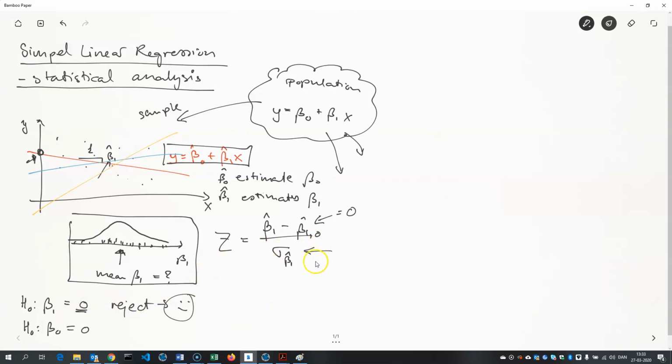Problem is, we don't know the standard deviation of beta 1. So we have to estimate it. It turns out that we could compute the variance of beta 1 if we know the variance of the y values, the response values. We would just divide it by the sum squared deviation of the x values, and that would give us the variance in beta 1 here. But again, we don't know the true variance of the y values here, but we can estimate it.